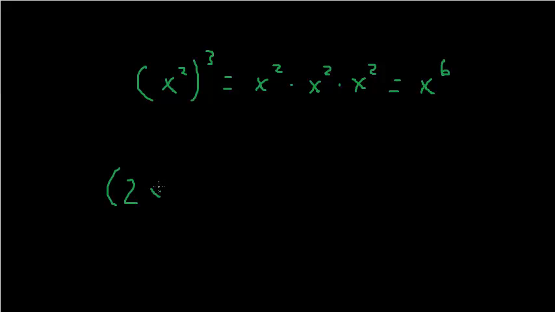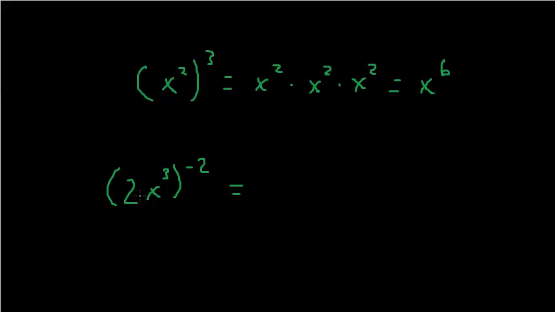If I have something in parentheses, say x squared, and I raise that to the third power, this is saying x squared times itself 3 times. This then, adding my powers, gives me x to the sixth. So what I learned here is that if I have a power to a power, I can multiply them to get my new power. So for example, say I had 2x cubed to the negative second power.